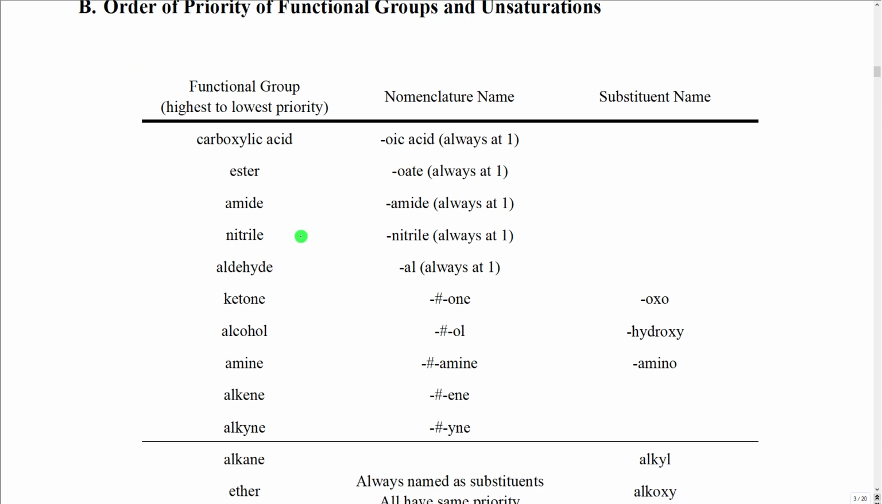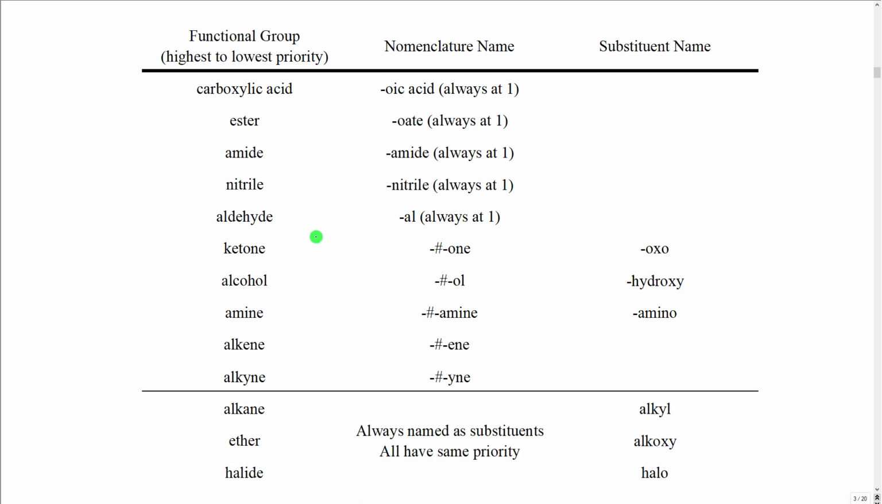This table shows the order of priority of the functional groups and unsaturations, as well as how those functional groups are named, and in the case of a few functional groups, how they would be named if they were substituents. So we can see that really the order of priority is arranged around the oxidation state, with the high oxidation state functional groups being the highest priority. And then as we move down, carboxylic acid, ester, amide, and nitrile are all carboxylic acid oxidation state. They have 3 bonds to heteroatoms.